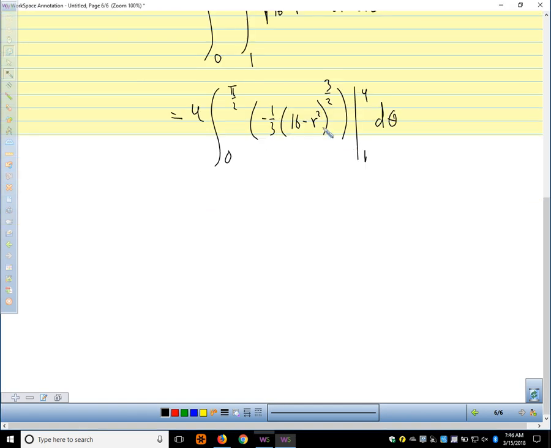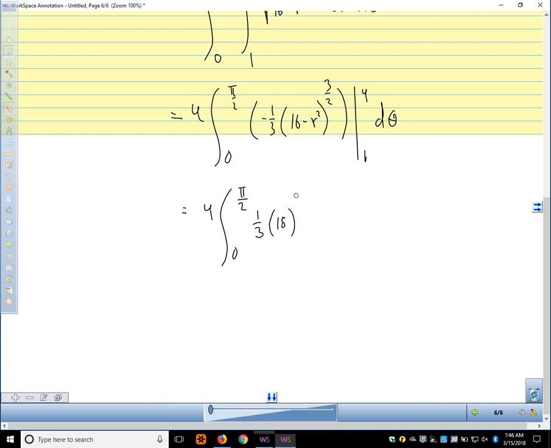And when we evaluate this on 1 to 4, we get 4 times the integral from 0 to pi over 2 of 1/3 of 15 to the 3 halves, d theta. What's that? It should be pi over 2. Oh, thank you.